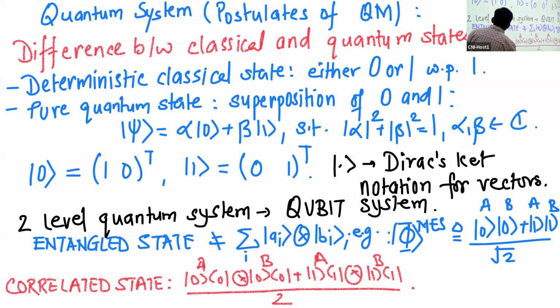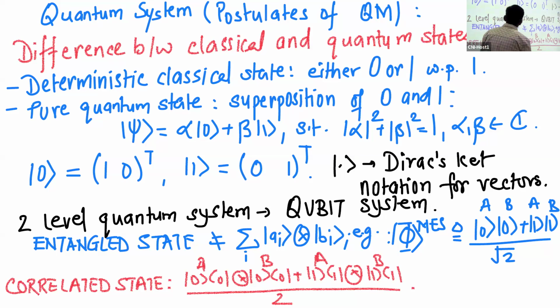A typical 2-level quantum system, where all I mean is that the underlying Hilbert space is of dimension 2, and I'll be representing any state using a linear combination of Ket 0 and Ket 1, is known as a qubit system. If I have just a state Ket 0, I'll say that it is a qubit 0. If I have a state Ket 1, I'll say it is a qubit 1.